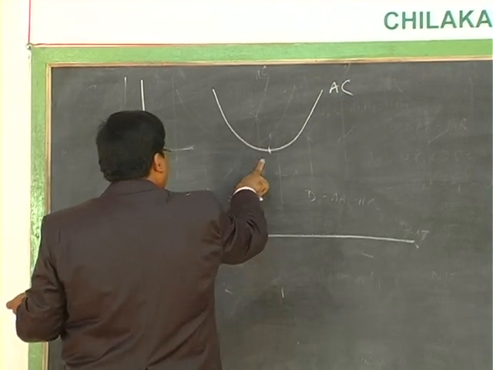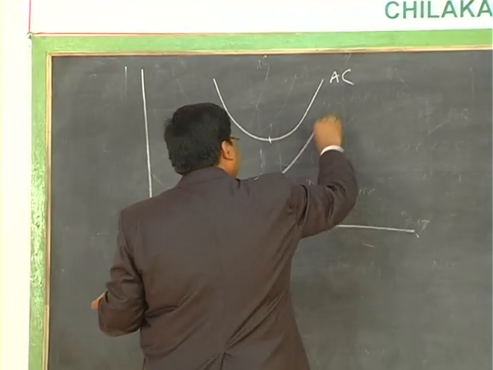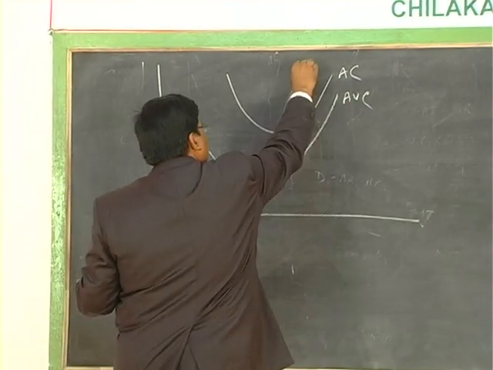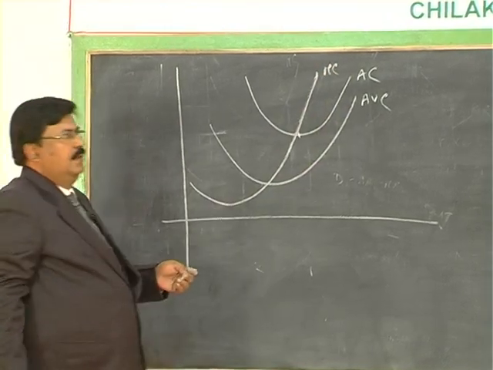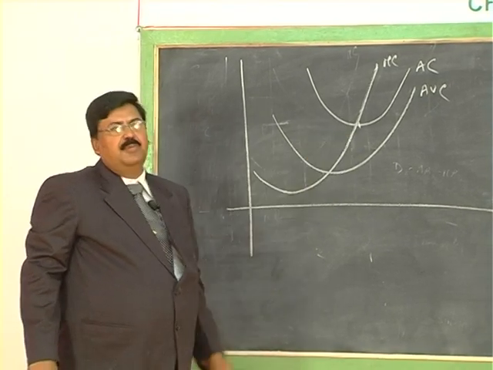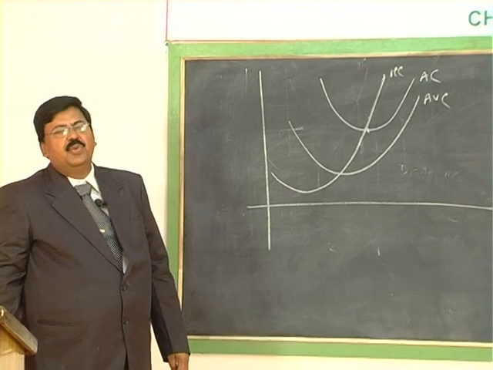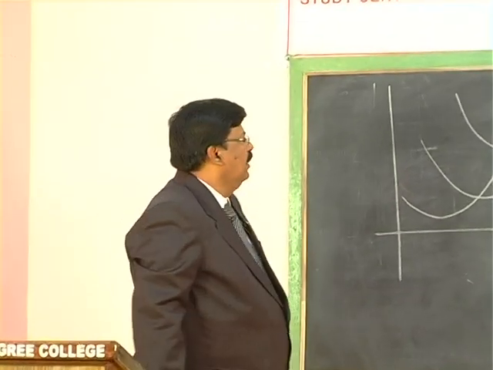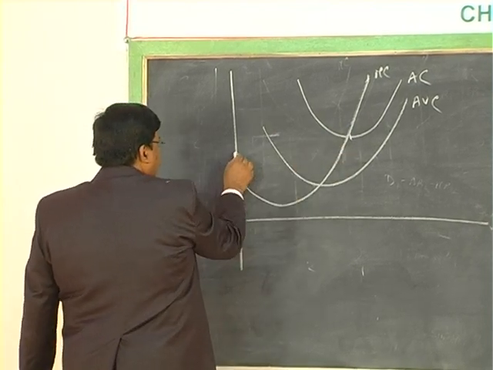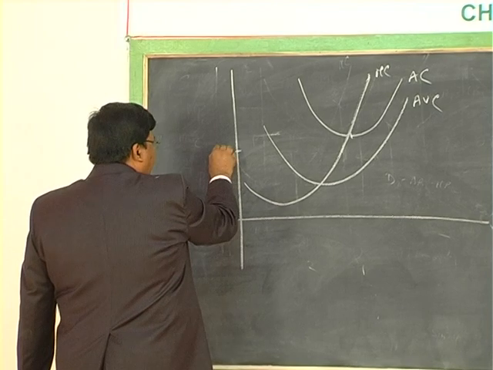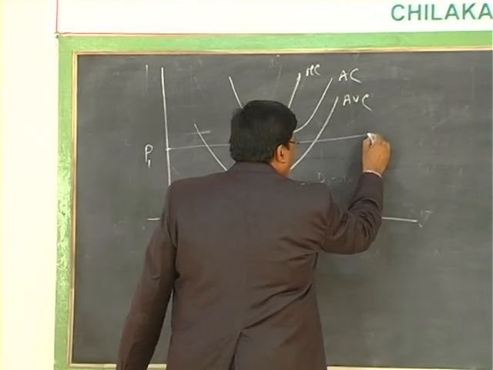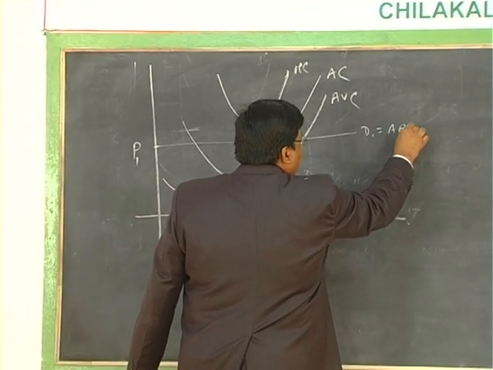AC, AVC, MC. We know these are the relations. MC reaches minimum while increasing, intersects AVC at its minimum point and also AC at its minimum point. So we want to depict a loss situation. So the market established price must be less than AC. That is below this. You take somewhere here. Imagine price is OP1. This is D1 is equal to AR1 is equal to MR1.